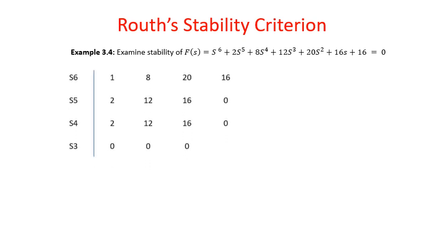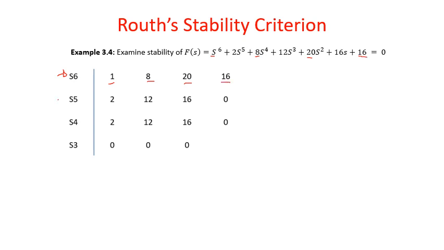So first prepare the Routh array. Here, from the equation, the direct row which we can fill is s to the power 6, because the order is 6 here. So the coefficient of this one is 1, so we will fill 1. Then next 8, next 20, next 16.